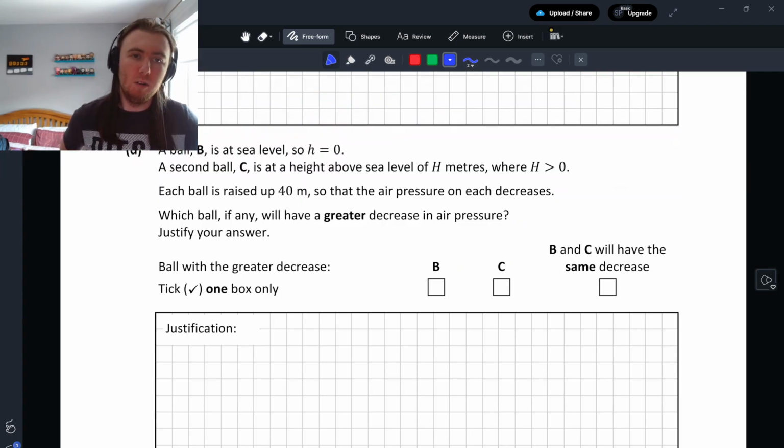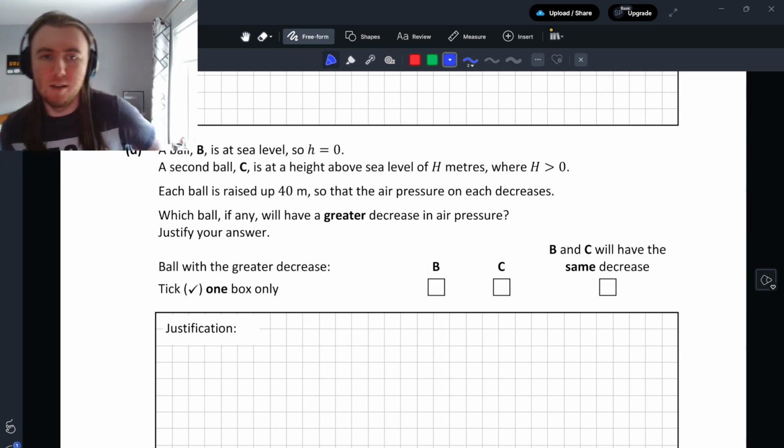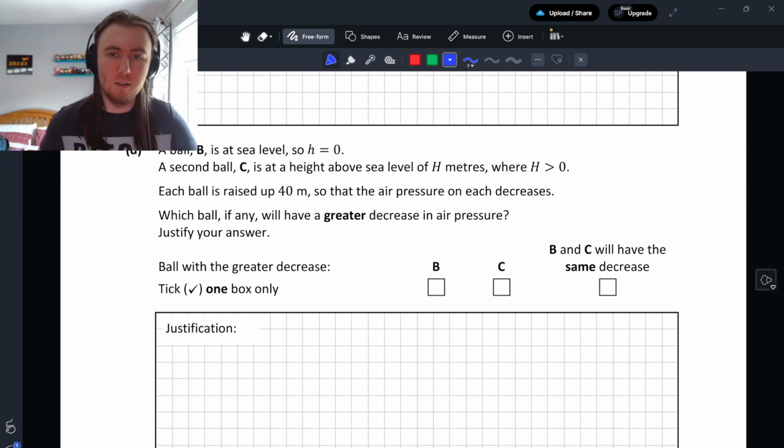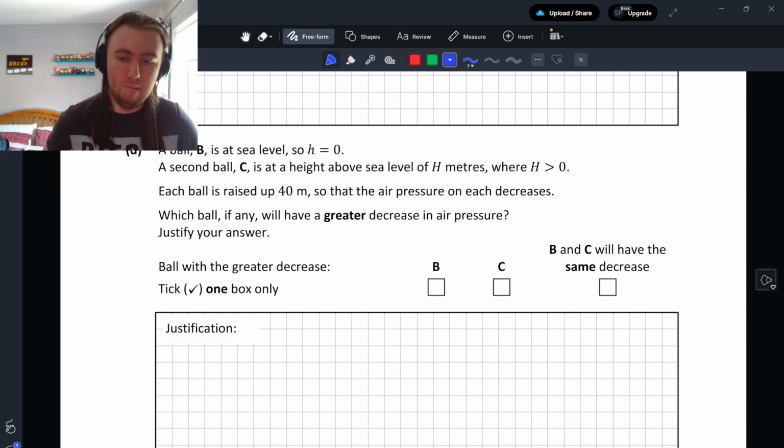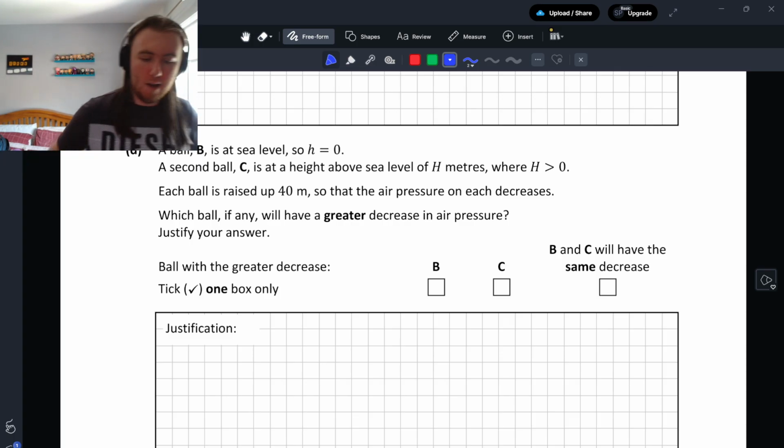Okay. A ball B is at sea level, so the h is equal to 0. A second ball C is at a height of h, capital H meters. Each ball is raised 40 meters so that the air pressure on each decreases. Which ball, if any, will have a greater decrease in air pressure?